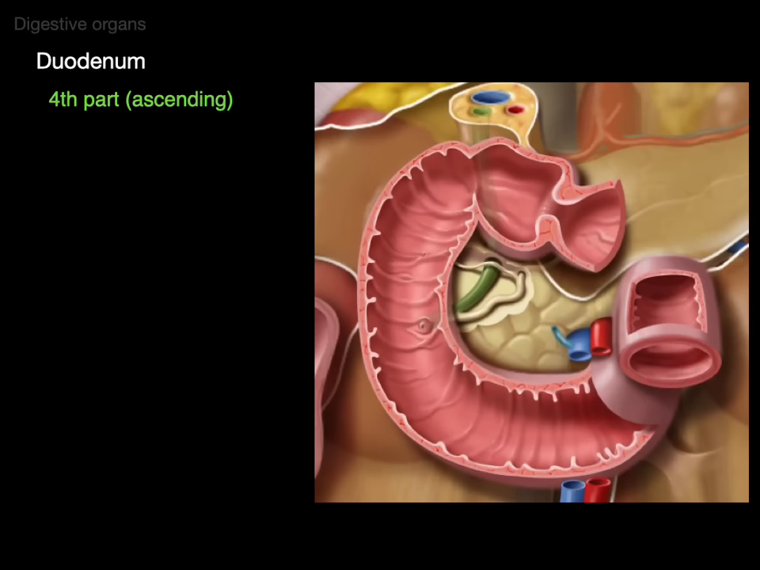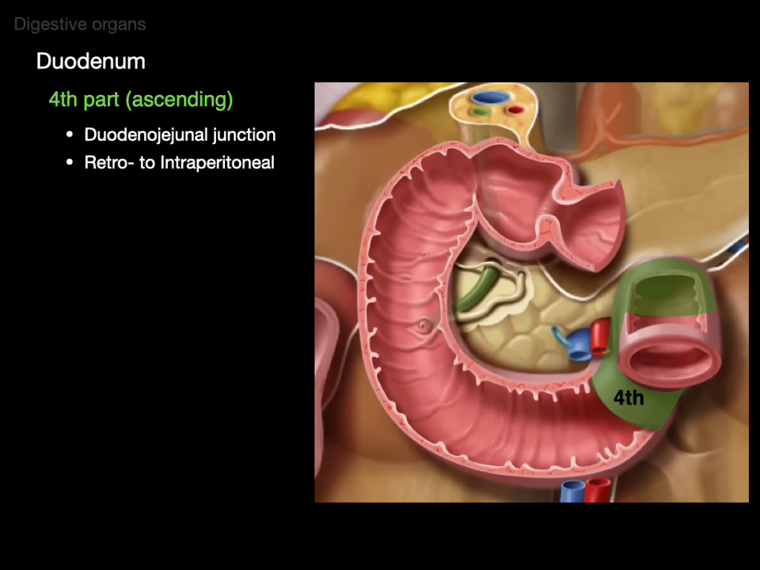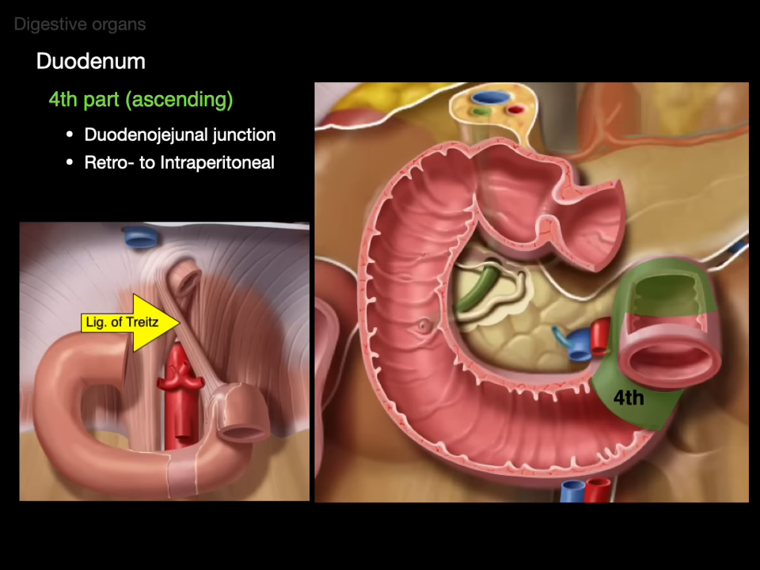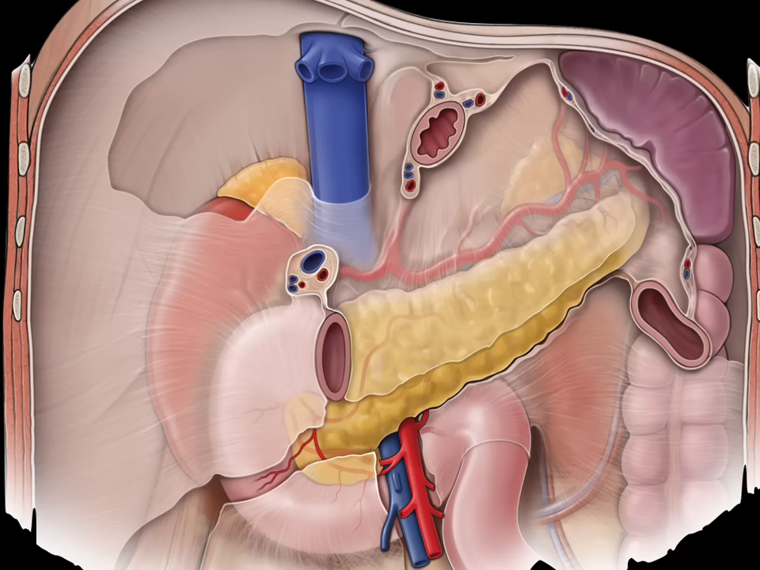And finally, the fourth part or ascending part of the duodenum is where the duodenal-jejunal junction occurs and where we go from retro back to intraperitoneal organs. So there's the fourth part. And there's the ligament of Treitz, which is skeletal muscle coming off the diaphragmatic crura. And that's what points to where the duodenum and jejunum have the duodenal-jejunal junction. It's a surgical landmark that's often used. It's also where we see there's the fourth part where the jejunum and ileum, that's the duodenal-jejunal junction.